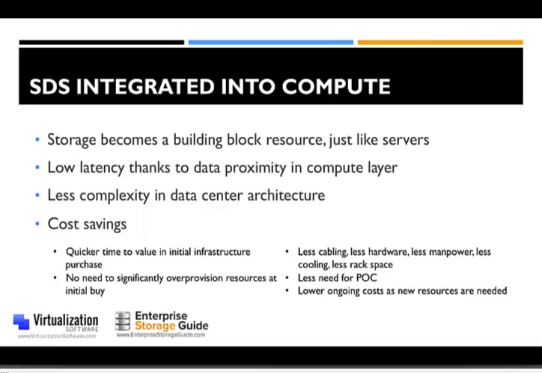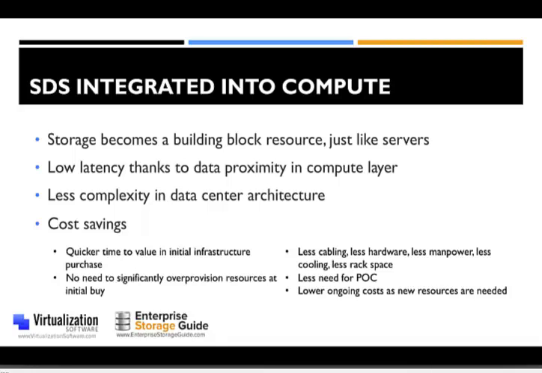We have quicker time to value in initial infrastructure purchase. So when you think about buying a new data center, there's a lot of time that goes into deploying these things. Well, when you start taking an appliance-based approach, it's a little easier. You basically put it in the rack and cable it, and in the case of Nutanix, it uses a Bonjour-like protocol to discover a new node, and it just adds into the pool. And other systems are similarly easy to use.